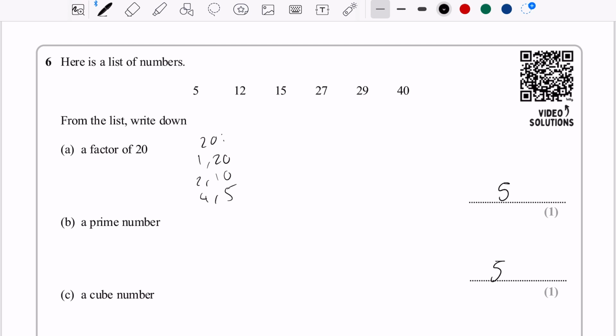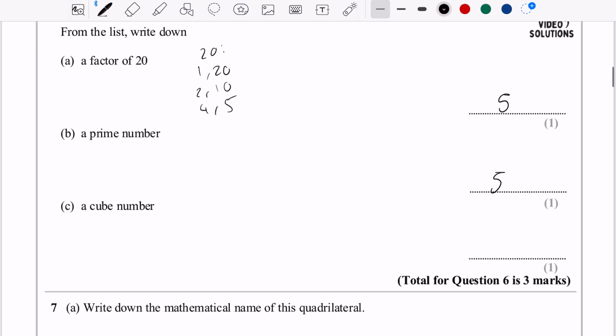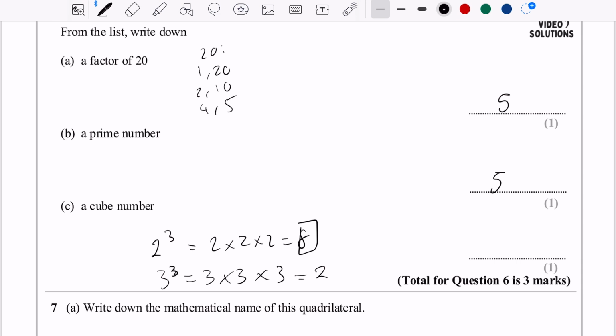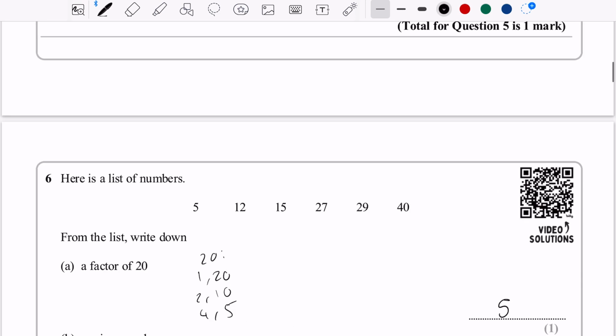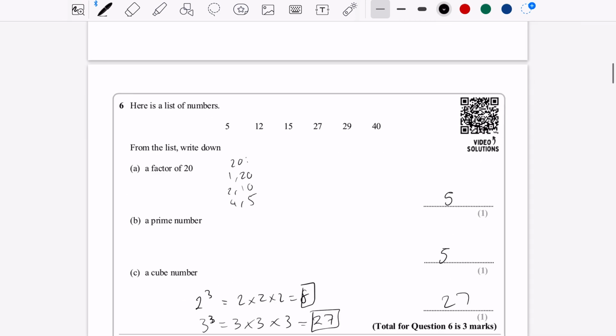And a cube number, that means, for example, 2 cubed, which is 2 times 2 times 2 is 8. So 8 is a cube number, alright? So in this case, what about 3 cubed? That's 3 times 3 times 3, which is 27. Is that on there? Yes, it is, 27. Okay, lovely stuff.